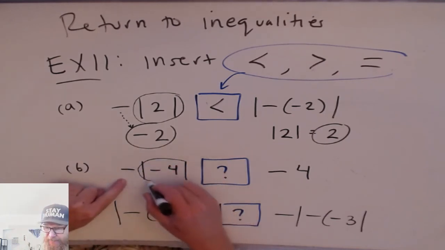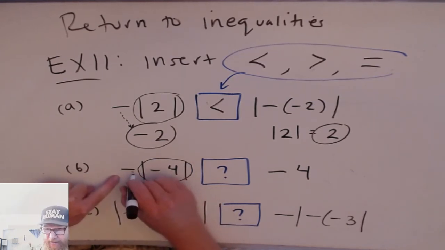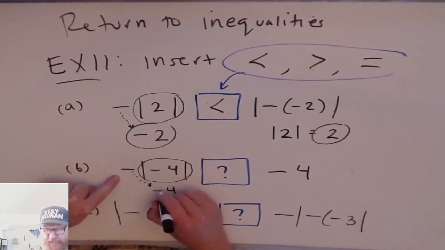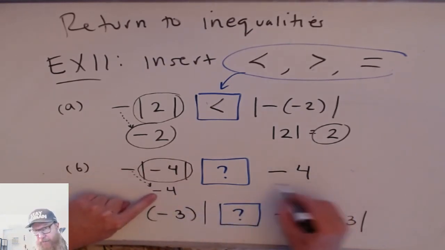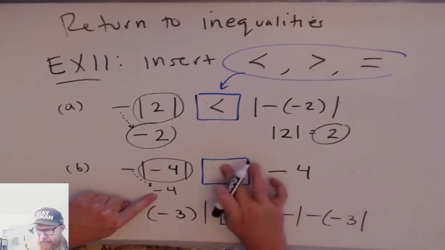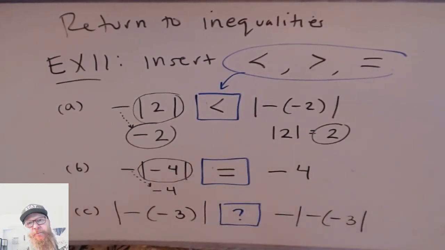Here we have the absolute value of negative 4. Do that first. You get 4. Then bring down the negative sign. So you have negative 4 compared to negative 4. This one's already done. So those are equal. Negative 4 is equal to negative 4.